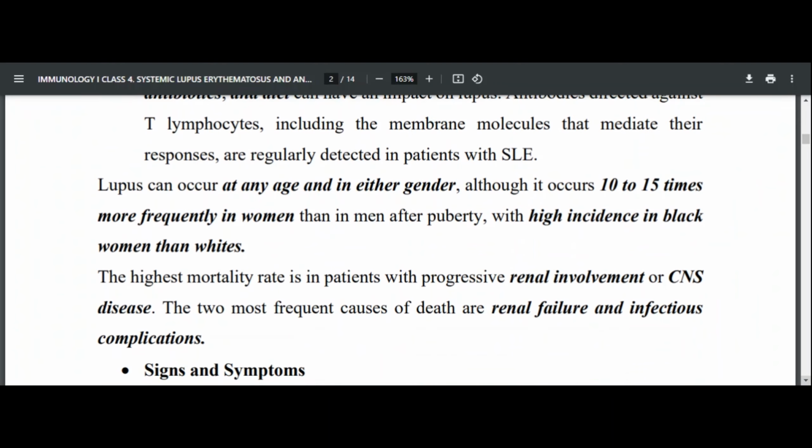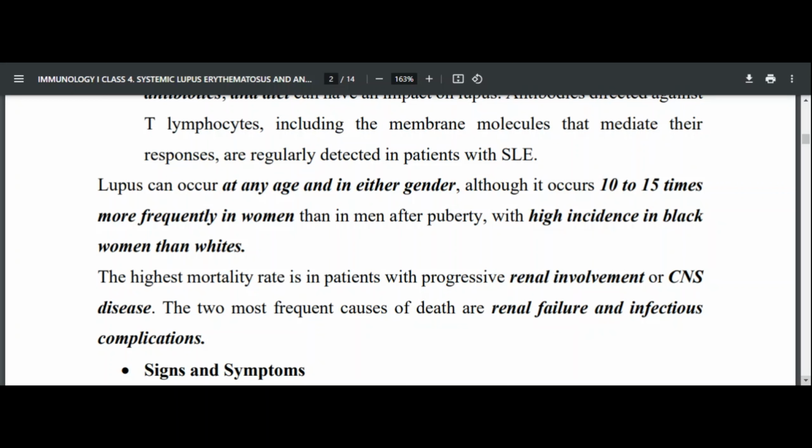Lupus can occur at any age or at any gender, but of course it is up to 15 times more frequent in women than in men after puberty, and the high incidence is in black women than whites. So this is of course data recorded in the United States, because it is not like in Africa. In Africa, most of us are black, but in America, black women are more affected by this systemic lupus erythematosus than whites in that country.